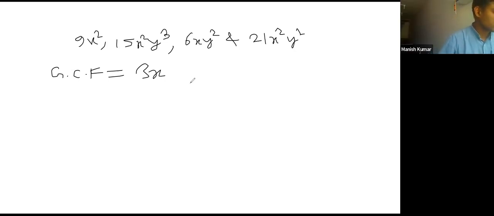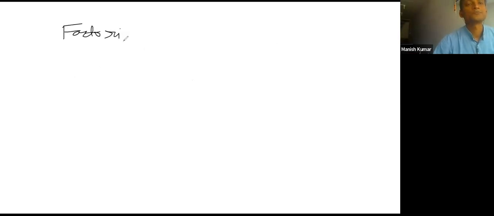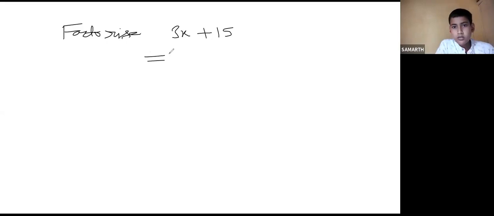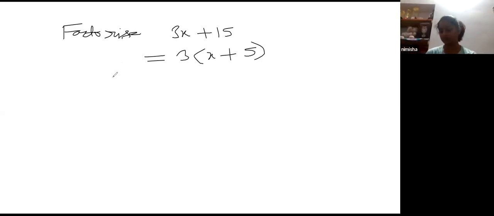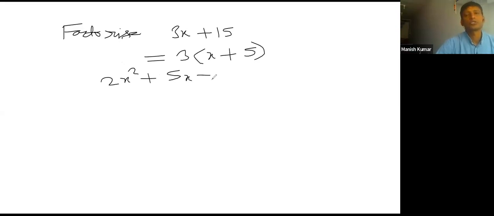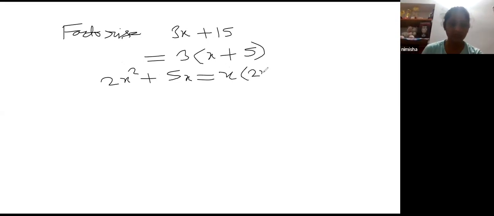You can practice afterwards, but let me find some new questions. Now, if you are told to factorize 3x plus 15, do you know the meaning of this? What is common among 3x and 15? Sir, 3. So this can be written as 3 into x plus 5. This is called factorization. We have to find the common factors. Suppose you are given factorize 2x square plus 5x. What is common among both? X. So x into 2x plus 5.